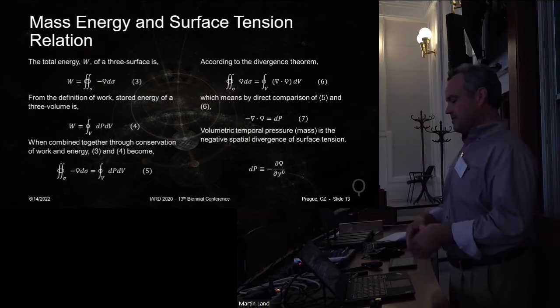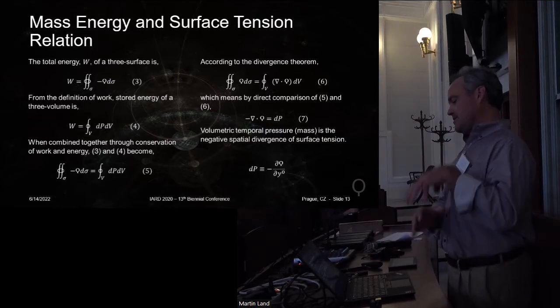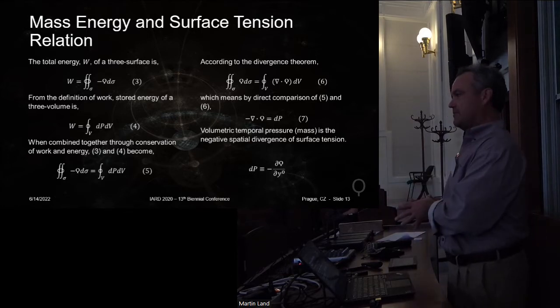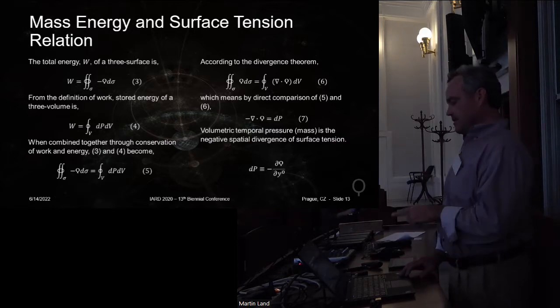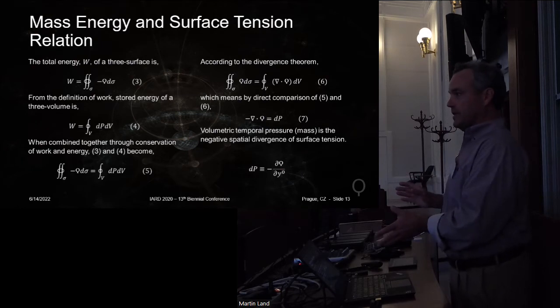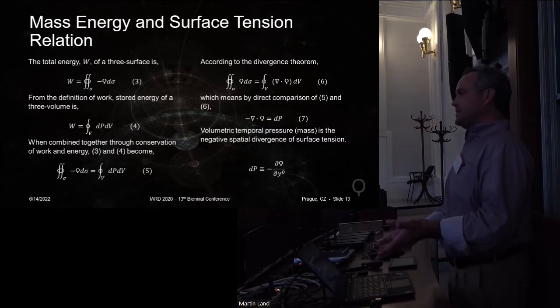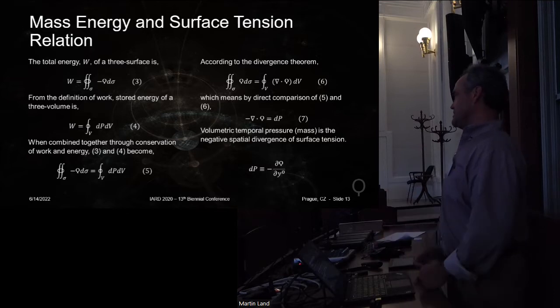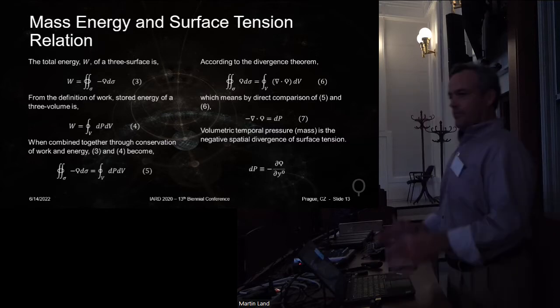According to conservation of work and energy, you combine these together and you get the integral of surface energy over all surfaces has to equal the integral of mass over volume. If we write the divergence theorem, which is equation 6, which says that anything integrated over surfaces has to equal the divergence of that same thing integrated over volume, right? If we compare these 2 equations, 5 and 6, we see 7, which is that the divergence of surface tension is equal to mass. Okay, so hopefully I've convinced you space-time has surface tension.